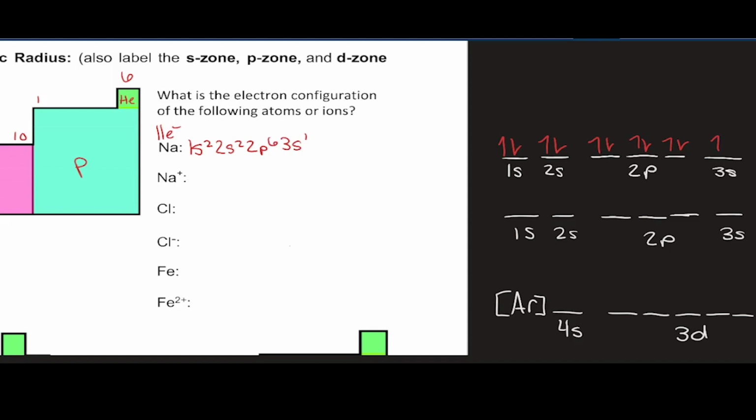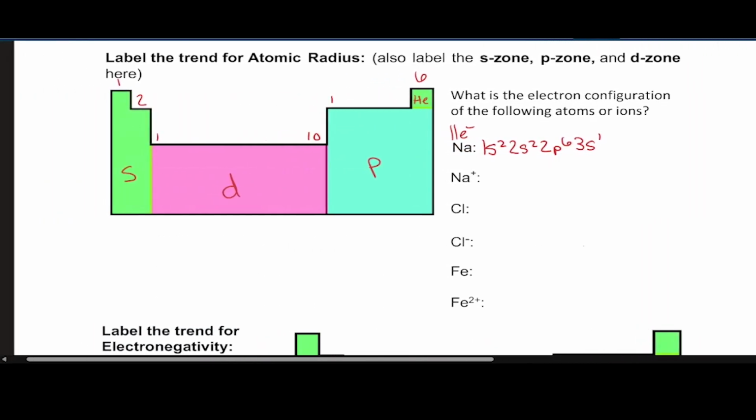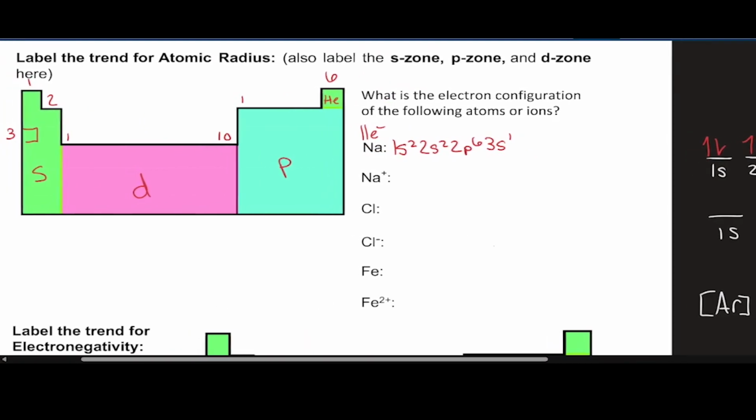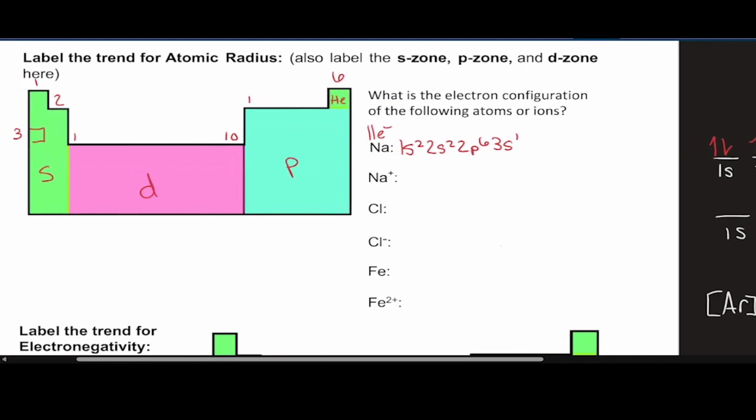If we look back at our periodic table, sodium so happens to be in the first column and the third row, so right around here. That's kind of interesting because if we look at its valence shell, we can see that it's a 3s1.